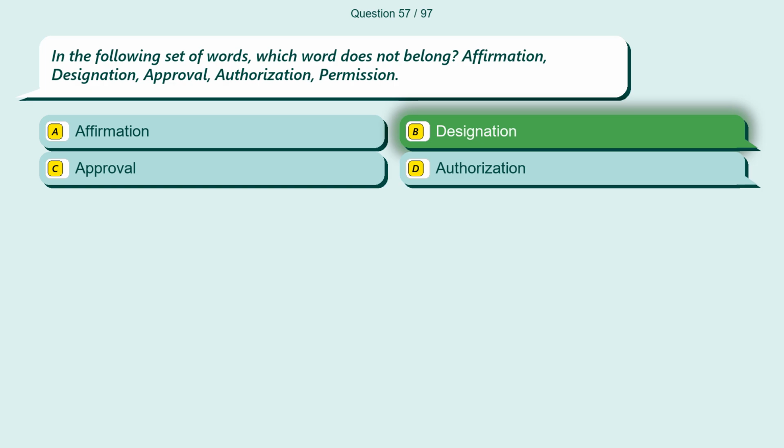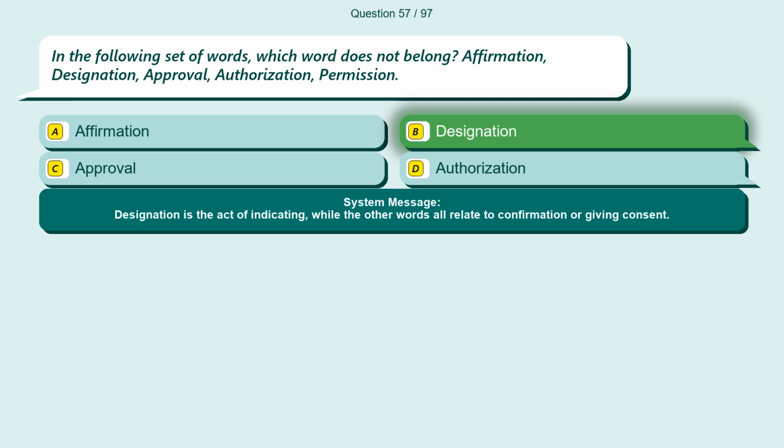The correct answer is option B, designation. Designation is the act of indicating, while the other words all relate to confirmation or giving consent.